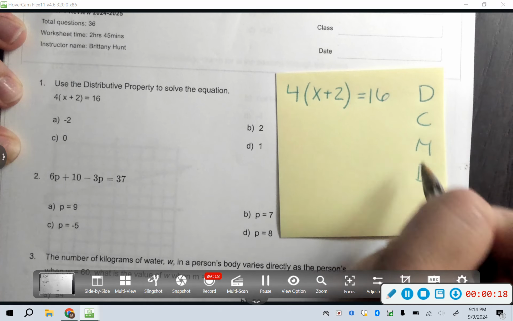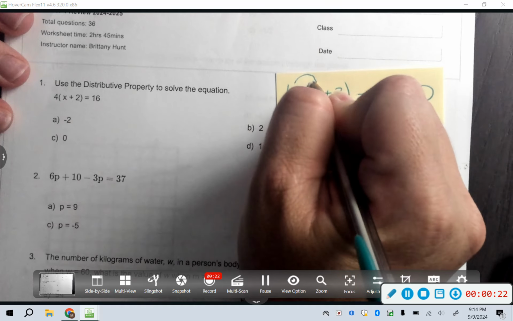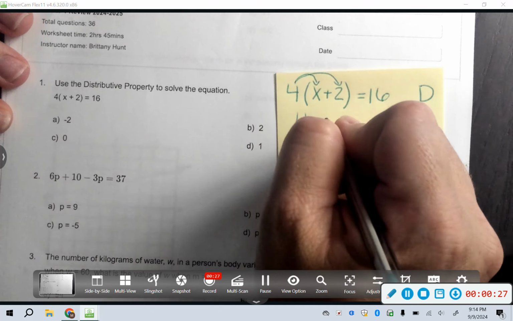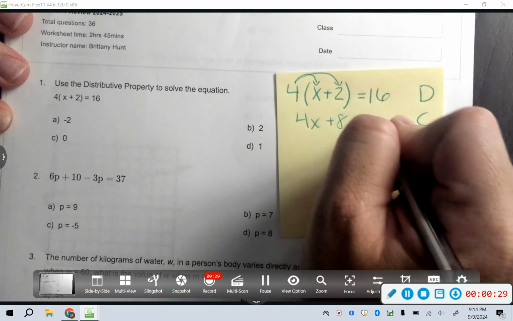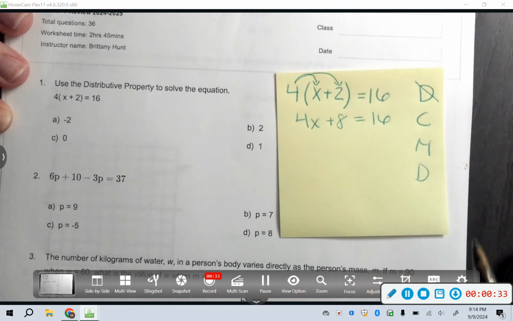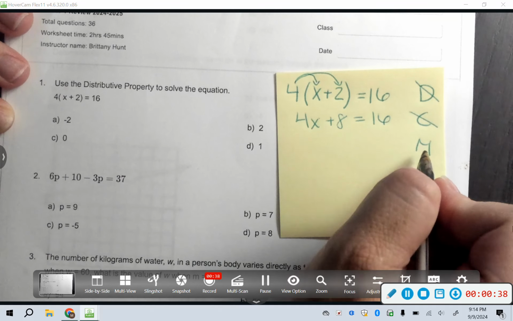Distribute, combine, move, divide. So we have to distribute first. So 4 times x is 4x. 4 times 2 is positive 8 equals 16. Remember, that was multiply, multiply. So distributing. Combine, well, I don't have any like terms on the left side, so now I move.